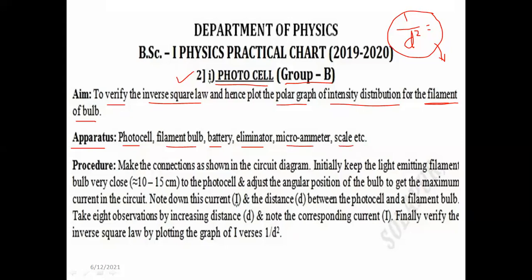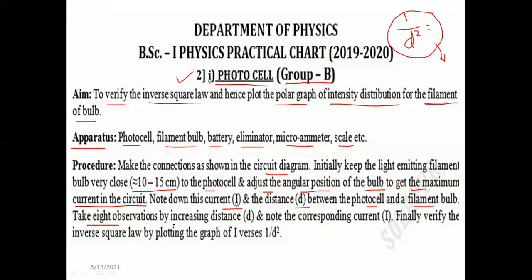First I shall read the procedure. Make the connections as shown in the circuit diagram. Initially, keep the light emitting filament bulb very close to the photocell, nearly 10 to 15 centimeter, and adjust the angular position of the bulb to get the maximum current in the circuit, which is recorded in the milliammeter or micrometer depending upon the intensity at the photocell. Note this current I and the distance small d between the photocell and filament bulb.